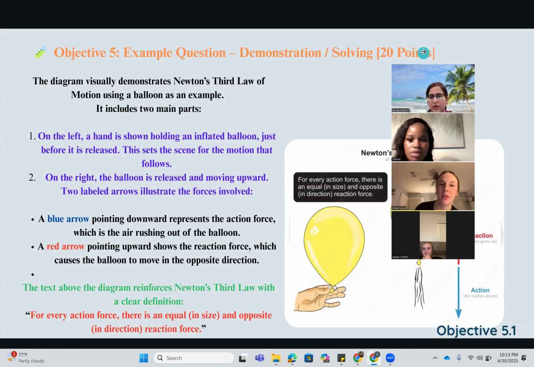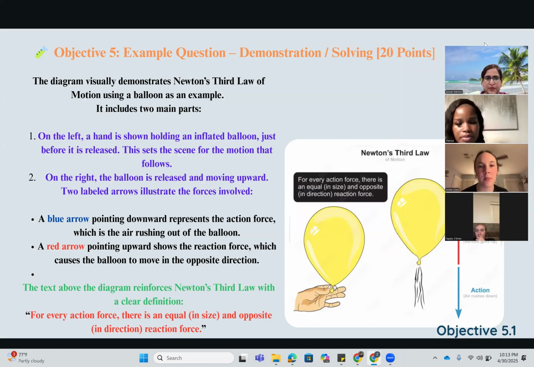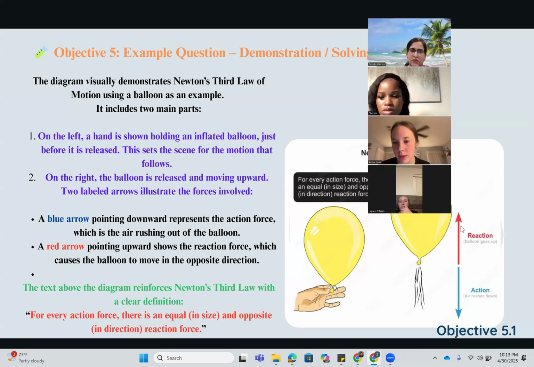All right, so objective 5.1, the example question demonstration and solving. The diagram demonstrates Newton's third law of motion using a balloon as an example, and it includes two main parts. On the left, a hand is shown holding the inflated balloon just before it's released. This sets the scene for the motion that follows. On the right, the balloon is released and moving upward. Two labeled arrows illustrate the forces involved. The top red arrow is the reaction and the bottom blue arrow is the action.